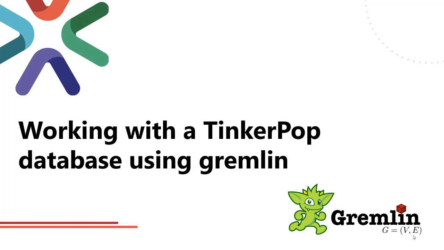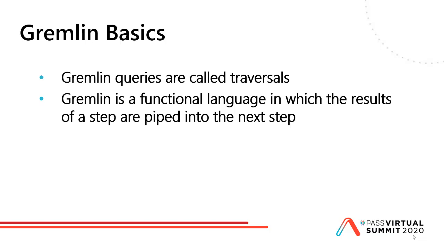Now that we've seen how to create a database, let's go see how we can interact with it using the Gremlin language. So Gremlin queries are what we call traversals, because ultimately in the graph database, that is what we're doing. Gremlin was also based on a functional language, and we call the functions within Gremlin steps. Each step processes the results and then passes that to the next step after it.